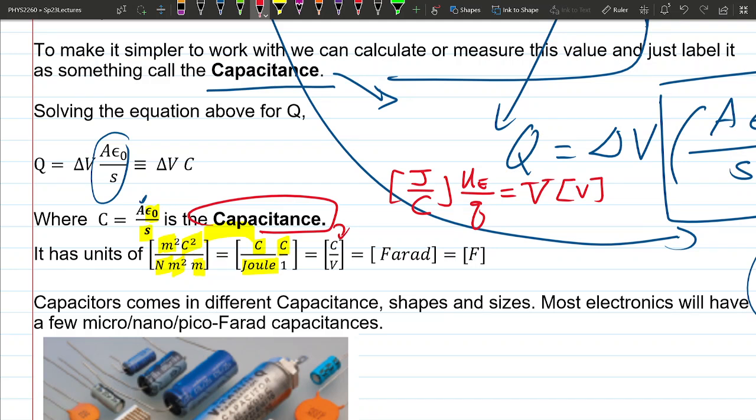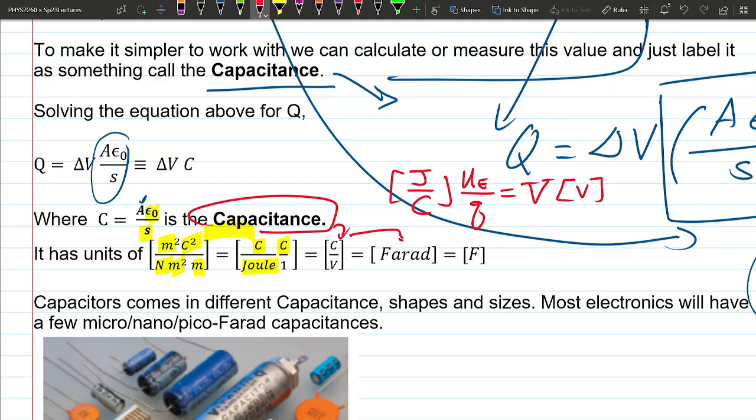And the nice thing about this is, think about a capacitor: the bigger the capacitance, the more charge it can store per volt. If you have 1 volt, the bigger the capacitor, the more charge you can store. The smaller the capacitance, the smaller the amount of charge you can store. This is a nice way to think about it: the bigger the capacitor, the more charge you can store with the same voltage across it.